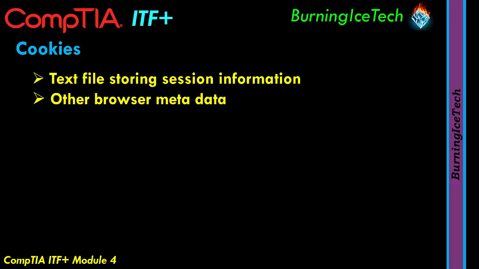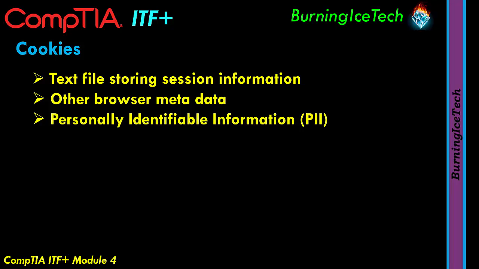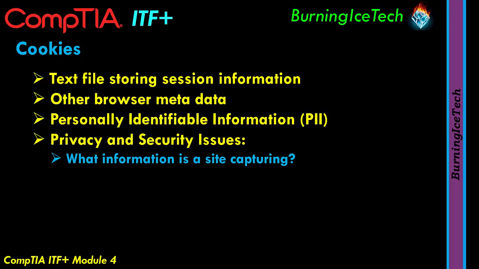If you don't know what metadata is, I'm hoping I'm pronouncing that correctly, it's basically information about information. So it contains that. It obviously contains PII, like I just mentioned, personally identifiable information. And then it contains privacy and security issues. Ooh. So what information is a site capturing? That's the first thing you should go and ask yourself.